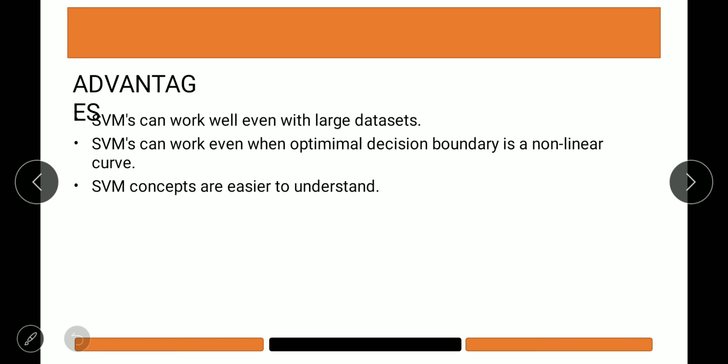So what are the advantages of SVMs? SVMs can work well with large data sets. SVMs can work even when the optimal decision boundary is a non-linear curve, so it works well when you have curvilinear architecture. Then SVM concepts are easy to understand. Okay, so these are the advantages.